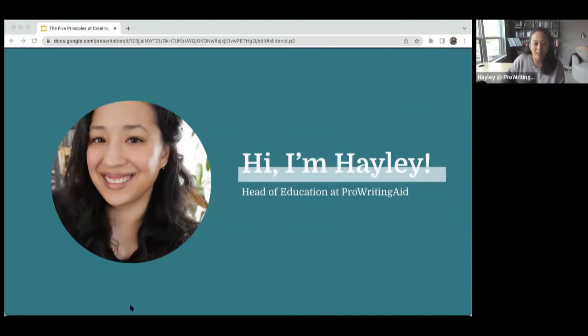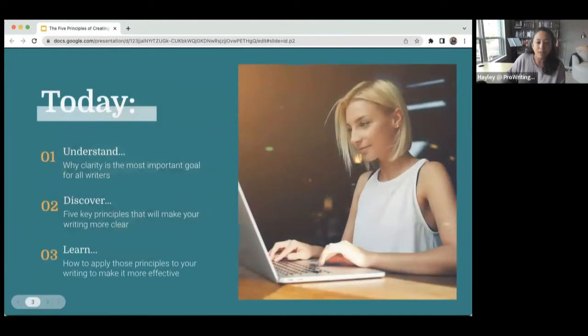Today, we are going to be talking about copy editing and specifically how to copy edit for clarity. So the three things that we are going to do on today's session are: first, learn why clarity is the most important goal for all writers. Then we're going to talk about 5 principles that will help make your writing more clear. And then finally, you will learn how to apply those principles to your writing to make it more effective.